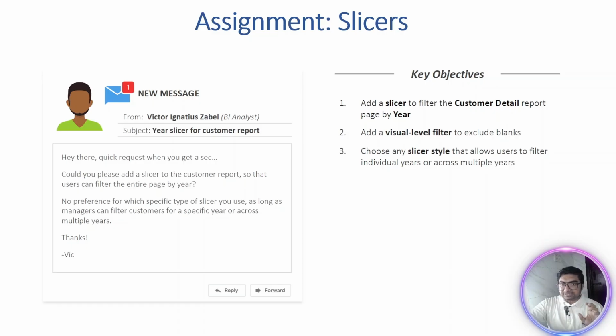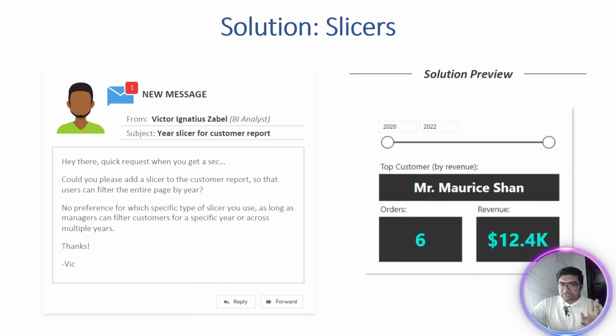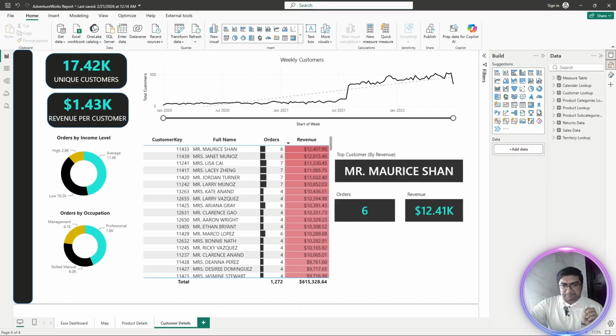Let's suppose these are the key objectives in front of us. The first one: add a slicer to filter the customer detail report by year. The second one: add a visual level filter to exclude all the blanks. And that is the task I need to perform. So let's jump on Power BI and do this practically.